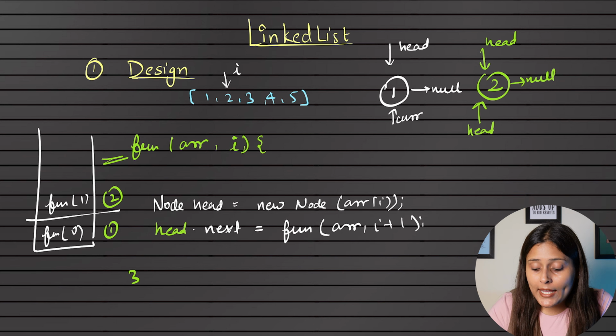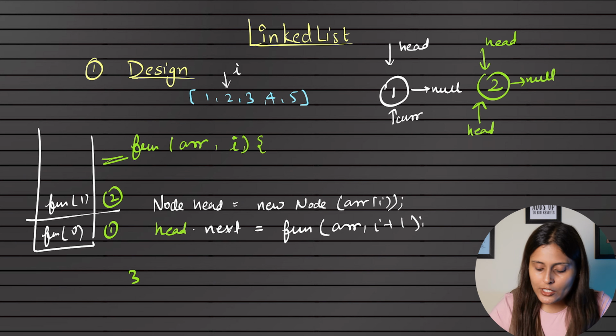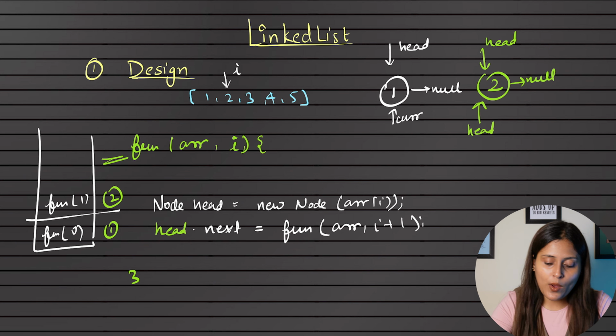So now what I want, again for head, I want to save the new node into its next. So again I will write head.next, yes, again function next, i plus 1, meaning 3.